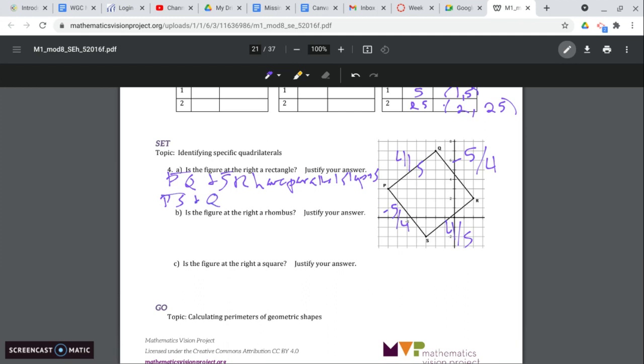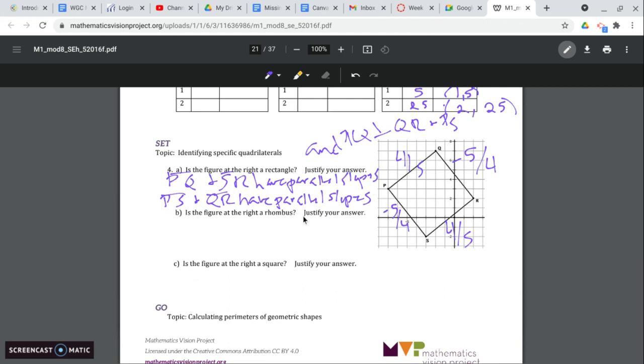PS and QR have parallel slopes. And opposite and PQ perpendicular to QR and PS because they have opposite reciprocal slopes, which means that they have 4 right angles.